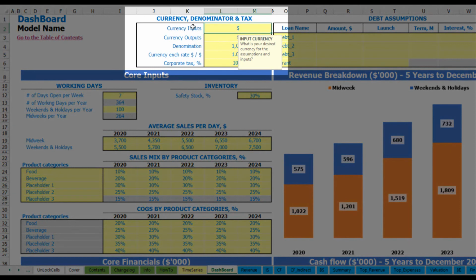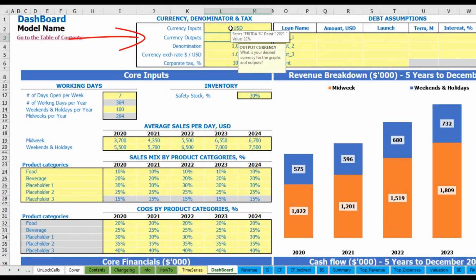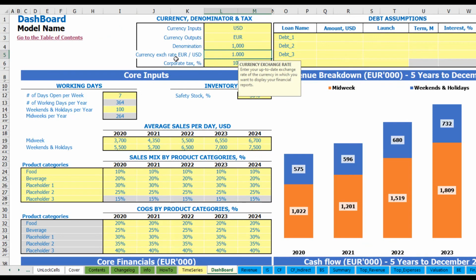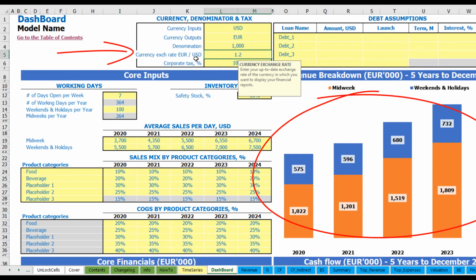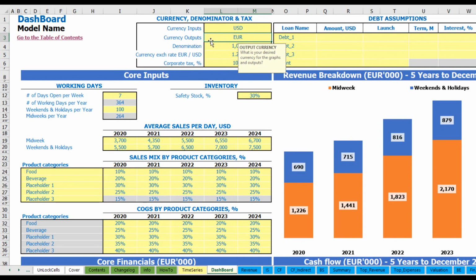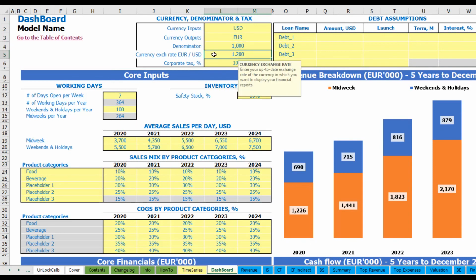On the top of the dashboard you have currency, denomination and taxes setup. So currency inputs means that you can input all your drivers for the model using one currency. You have currency outputs. It can be the same as currency inputs and it can be different from currency inputs. So let me give an example. When you input in United States dollars, you have euro as an output, and for this case you can set up a currency exchange rate. This is 1.2 for example. In this case you will have in the model all your inputs in United States dollars, all your outputs in euros, and there will be a conversion rate between currency inputs and currency outputs.